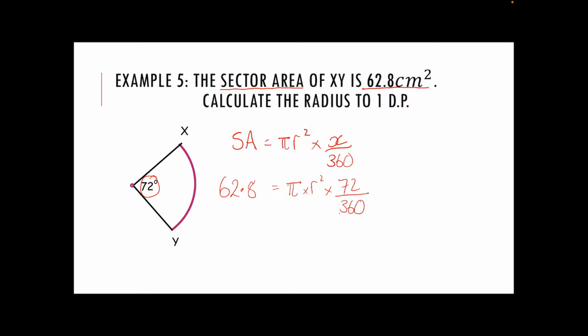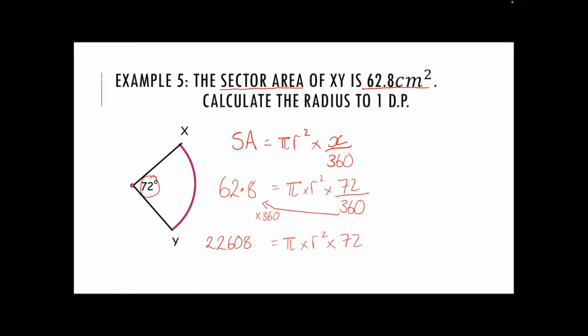The first thing I'm going to do then is bring my 360 up and multiply, because we're currently dividing on the right hand side. So 62.8 times by 360 is going to give me 22,608, and that's still equal to pi times by r squared times by 72.